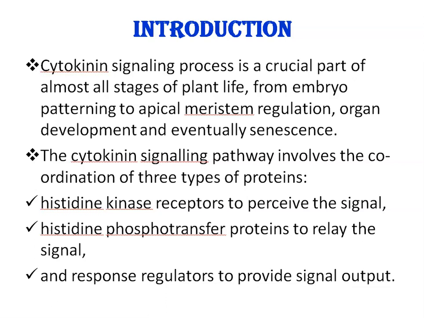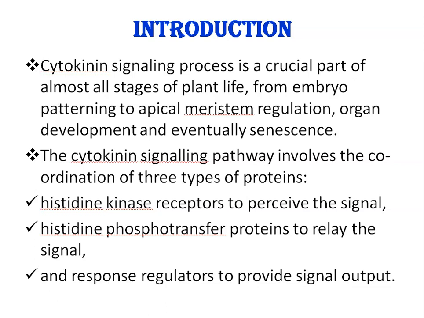Cytokinin signaling process is a crucial part of almost all stages of plant life, from embryo patterning to apical meristem regulation, organ development, and eventually senescence. The cytokinin signaling pathway involves the coordination of three types of proteins. First is histidine kinase receptors to perceive the signal. Second is histidine phosphotransfer proteins to relay the signal. And third, response regulators to provide signal output.